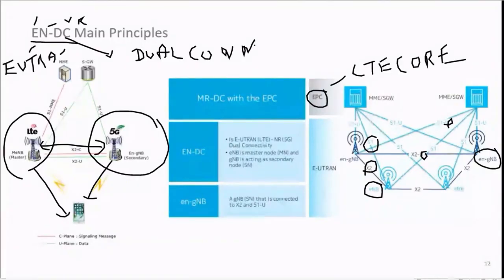Okay, so you see here one term called en-gNodeB. We'll talk about this term in a little bit. But just remember that there is a term called en-gNodeB. Okay, for this moment, don't think of only eNodeB. Think of this term as eNodeB plus gNodeB. Okay, so these are the EN-DC main principles.